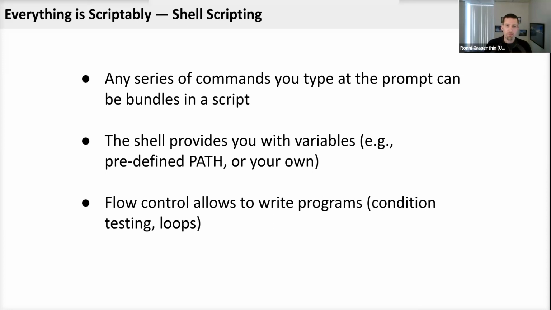I mentioned that the shell provides you with variables. There's the predefined path. You can use your own variables. You can use set or setenv or export, or just give it a name equals something, depending on whether you use bash or tcsh. And then flow control on top of that allows you to write actual programs. So you can test conditions, you can run loops.